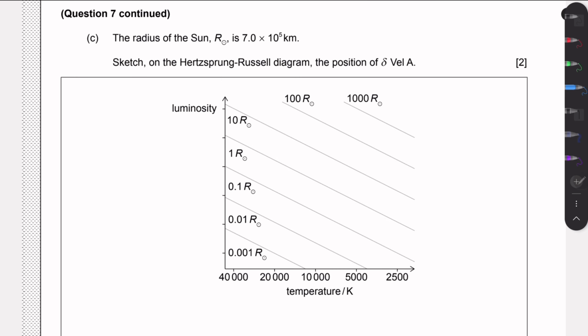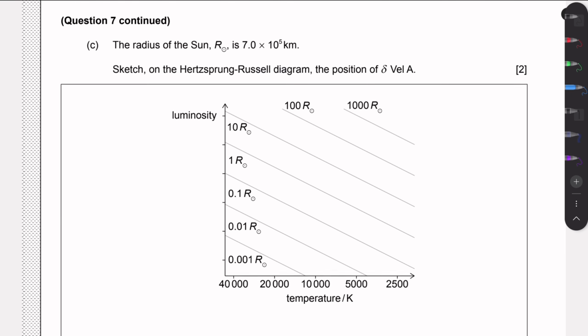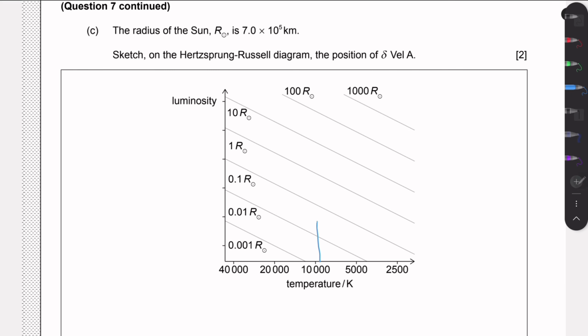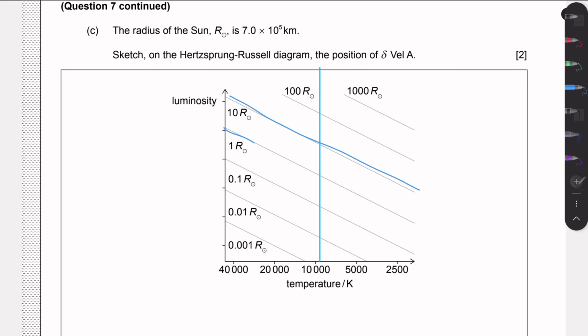In the last part of this question, we are given the radius of the sun, and we need to sketch on this HR diagram the position of the star. We know the temperature of our star is approximately 9000 Kelvin, so that should be somewhere along this line, as on this horizontal axis we have temperature. Then we have these lines of constant radius, and so we need to determine the radius of our star.